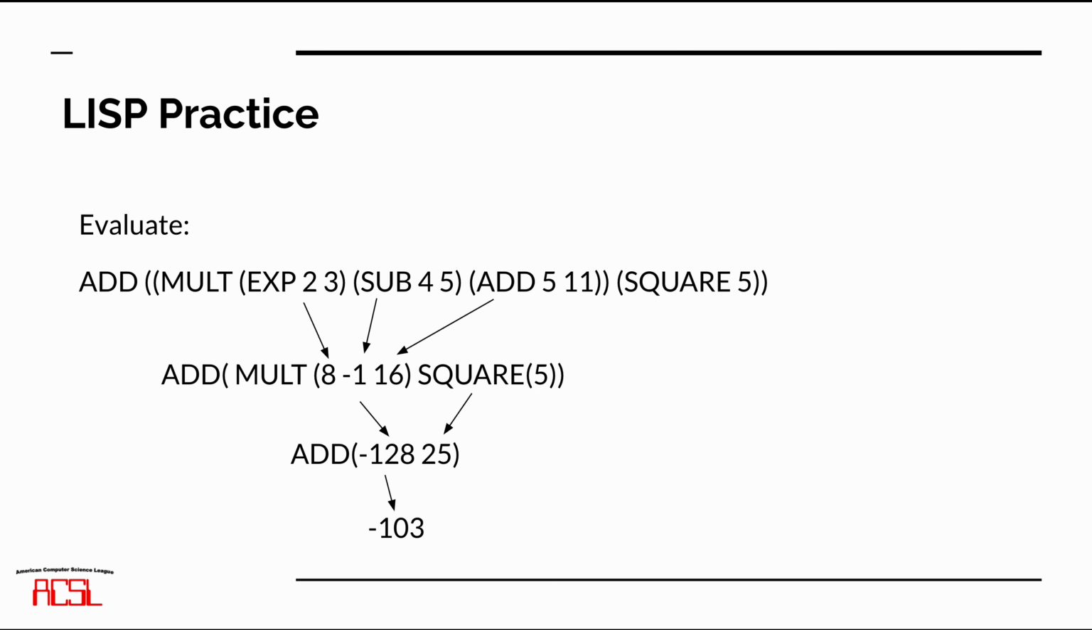So now for some practice. For this expression, you start here with the innermost parentheses, so exponent 2, 3, sub 4, 5, and add 5, 11. Those are the 3 innermost operations. So when we perform those, we're going to get 8, -1, and 16. And then our next operations are multiply and square. So when we perform the multiplication here, we're going to get -128. And then when you square 5, you're going to get 25 as your result. So then you add these 2 final values and you get your answer of -103.